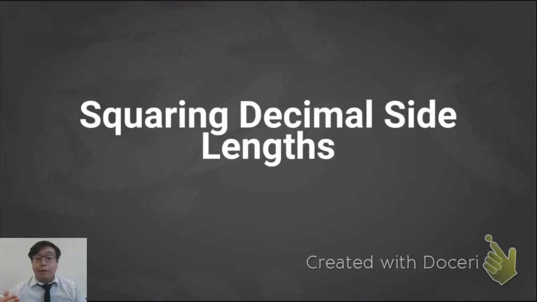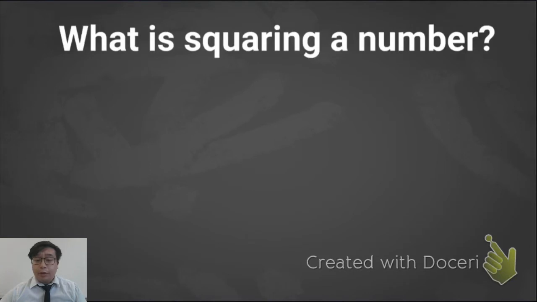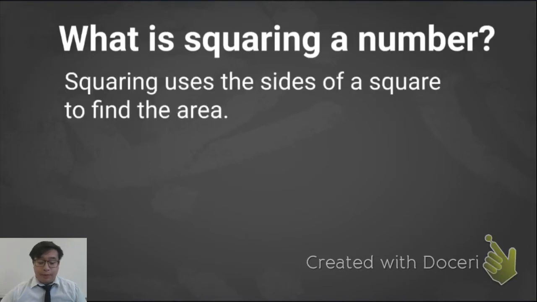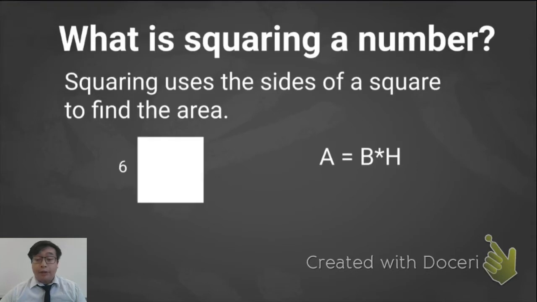In this video, we'll be going over squaring decimal side lengths. So before we get started, what is squaring a number? Squaring uses the side of a square to find the area. And we know that the area of a rectangle is going to be base times height. So how can I use that to find the area of this square here?